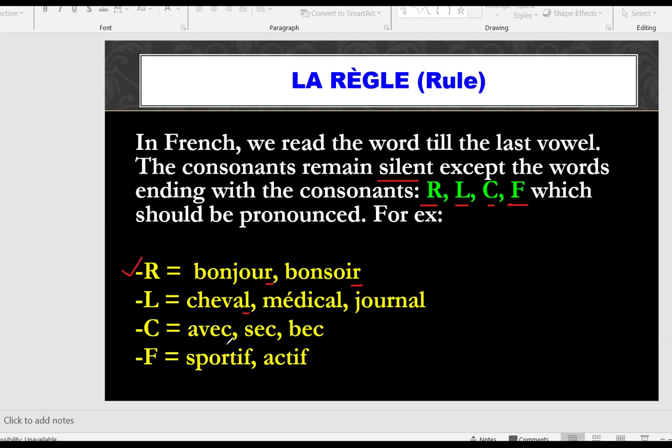Then it is avec. C has to be pronounced: avec, sec, bec. So F again is a pronounced consonant: sportif, actif. In French, I is pronounced like E. So these consonants will be pronounced: R, L, C, F. The remaining consonants will be silent.